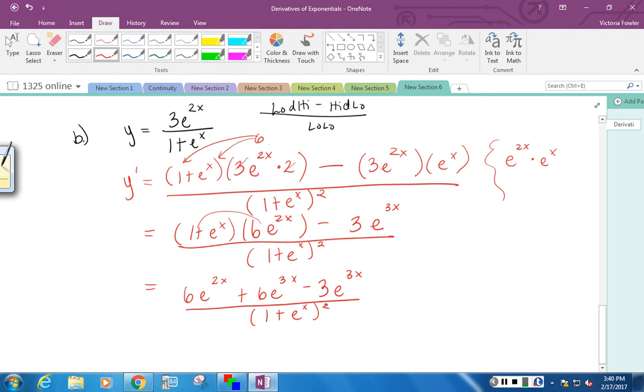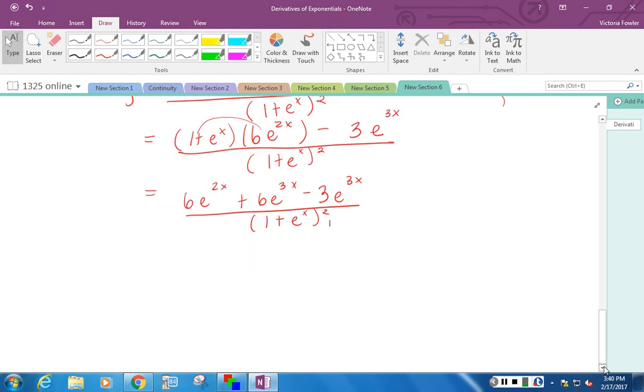And hopefully you're taking a peek at this and you're wanting to combine some like terms to simplify this. Do I have anything that's the same? Absolutely. So I can write this as 6e to the 2x plus 6 minus 3, which is going to be 3e to the 3x. And then I could see if I want to go further, maybe see if there are common factors. This is what we've got.